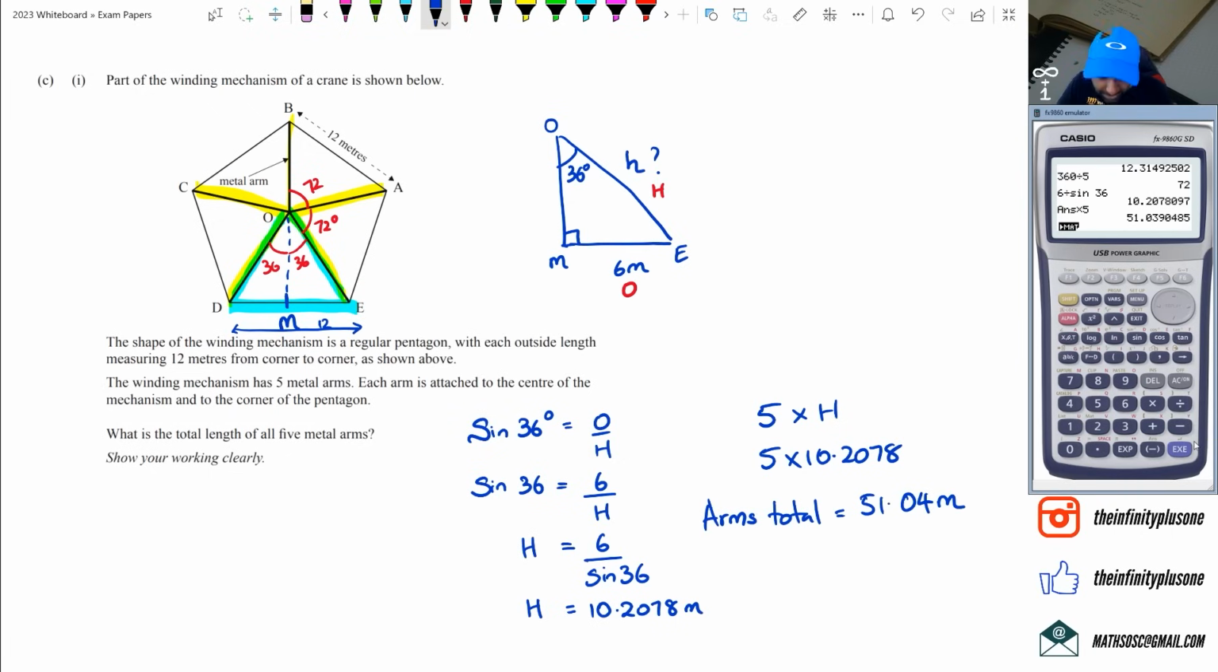51.04 meters. So grades wise, finding the 10.2078, don't know why they have OM. Oh yeah, OM or OM. Okay, so 10.2078 is worth the achieved, 51.04 is worth the merit.